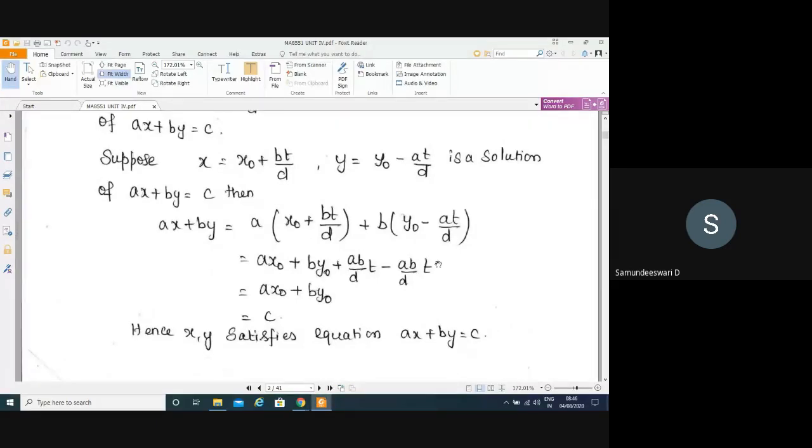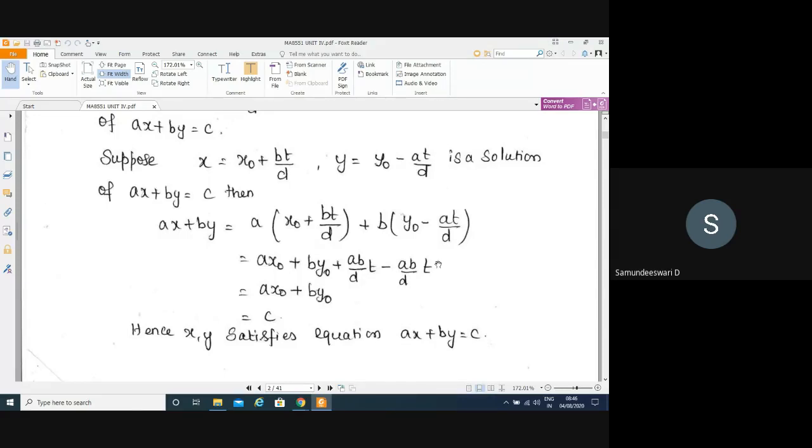Already we took x naught, y naught as a particular solution. So ax naught plus by naught is equal to c, and again we get the right hand side. Therefore your solution format is x naught plus bt by d, y naught minus at by d. That is your solution format.